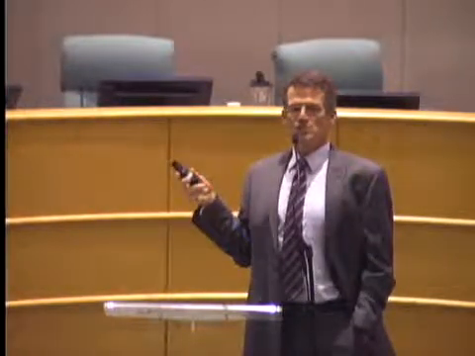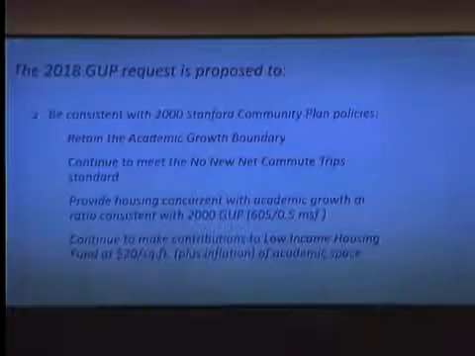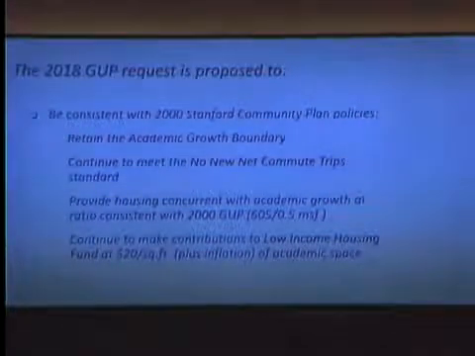The 2000 general use permit has a linkage between the amount of growth that can occur on the campus and the number of housing units that are created. And the proposal is to continue the linkage at the same ratio as the 2000 general use permit. And that's 605 units or beds per 500,000 square feet of development. And then Stanford's proposing to continue to provide funds for low-income housing at the rate of $20 a square foot.